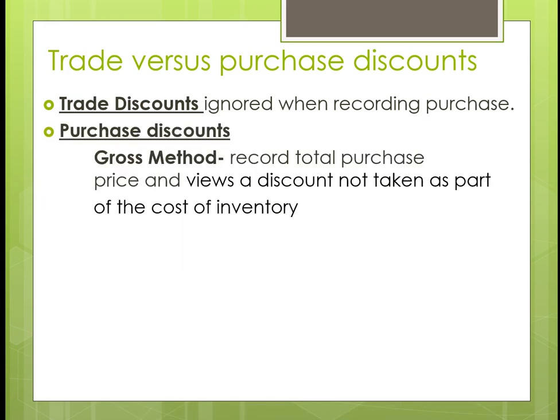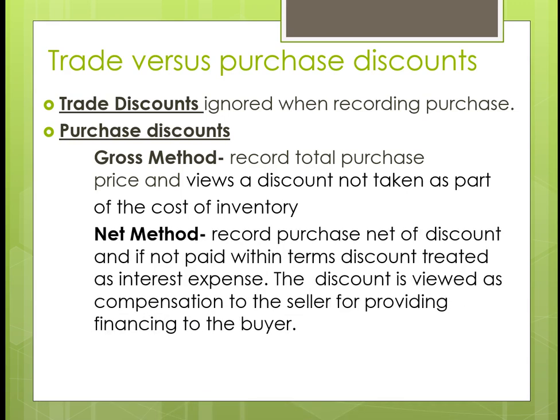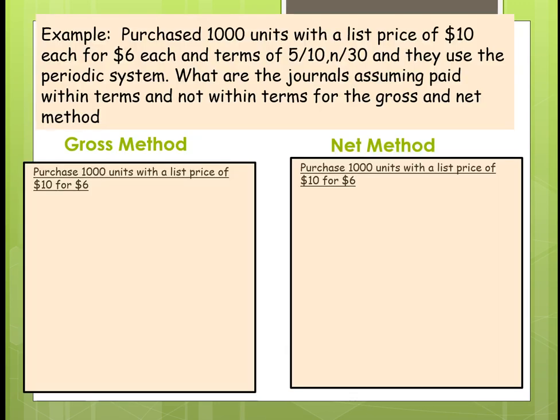Purchase discounts are always given for early payment. Now, we have a gross method where you record the whole amount and you take the discount when payment is made. Or the net method, where you record the net amount, the discount up front, and then the discount, if it's not taken, is treated as interest expense. So let's take a look at an example of the gross and the net method.